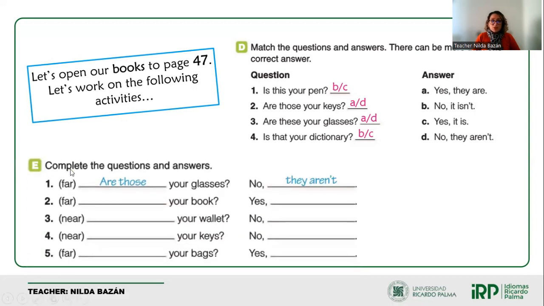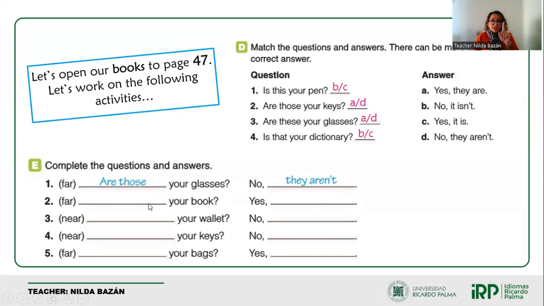Okay, let's have a look at the following activity. Activity E, we have to complete the questions and answers. Okay? Let's have a look at number 1 as an example. It says far. Okay, we have something far, and also have glasses. Glasses. So do you remember that we use those when we have plural and there is a distance, right? Yes, right, of course. So are those your glasses? And the answer, no, they aren't, right?